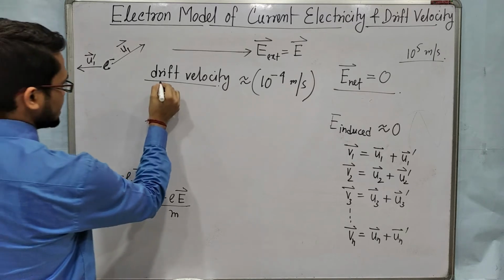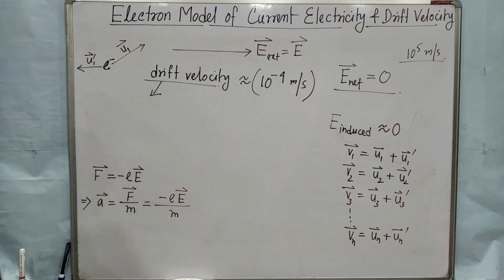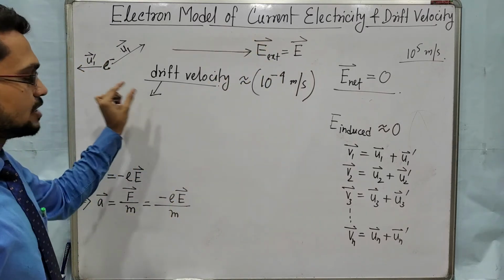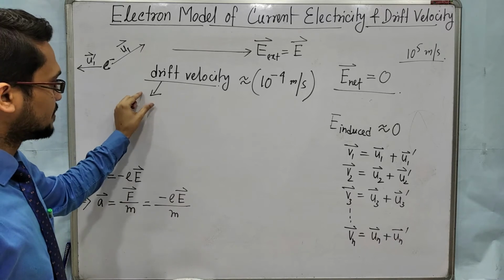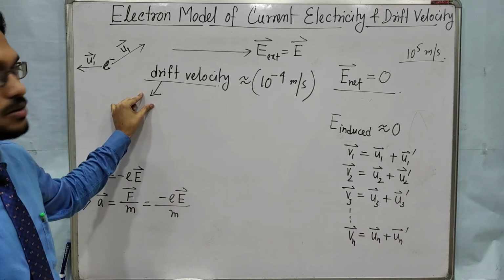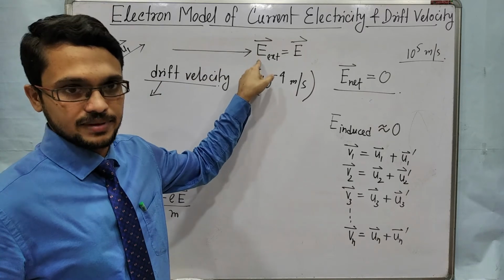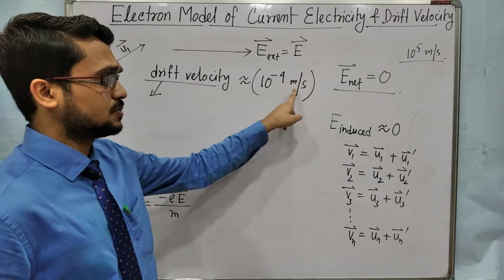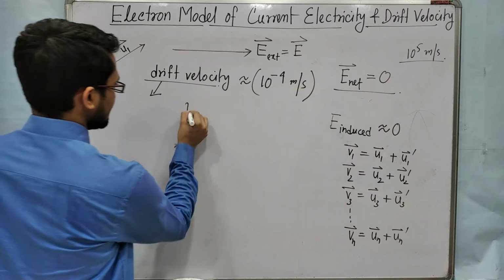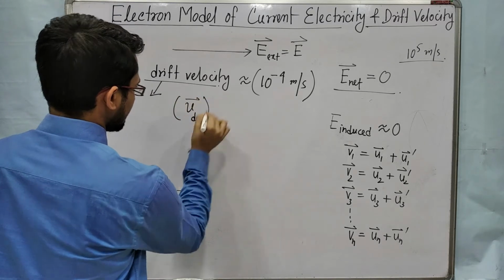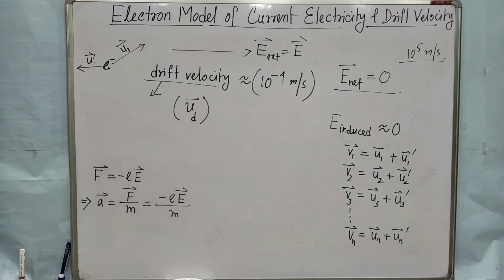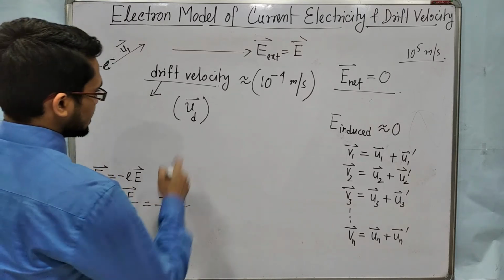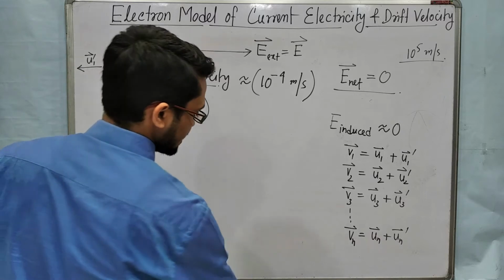And this drift velocity comes into the picture due to what? Due to the external electric field. It is a uniform velocity of each electron due to the presence of the external electric field, and its order is 10 to the power minus 4 meter per second. It is denoted by Vd. Clear? So now we will formulate the drift velocity with the electric field.